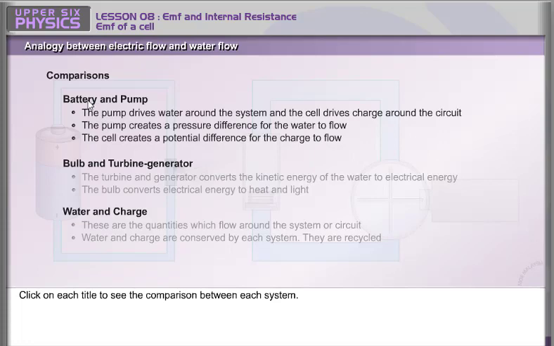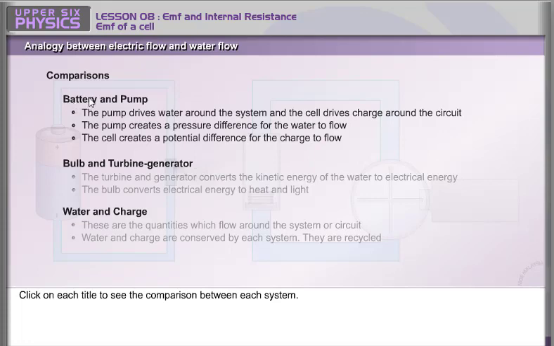So how does the battery work? The battery works just like the pump. The pump drives the water around the system. If there's no pump, the water won't flow. So same like in a DC circuit, if there is no battery, there is no current flow or no charge flow. Charge won't move.